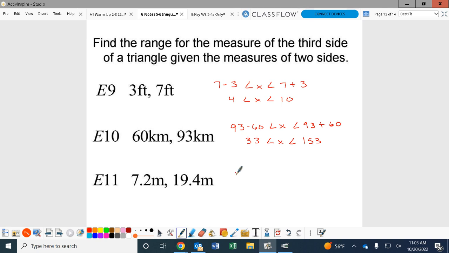So, 19.4 minus 7.2 is less than x is less than, add those two, it'd be 19.4 plus 7.2. When you subtract them, what's that give you? 12.2 is less than x is less than, what do you get when you add them? 26.6. There we go. Okay, there we go, guys. That's your notes for today. Anybody have any questions?